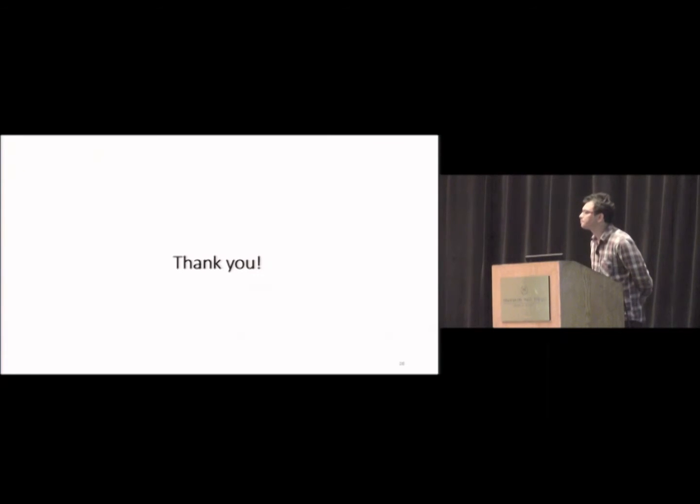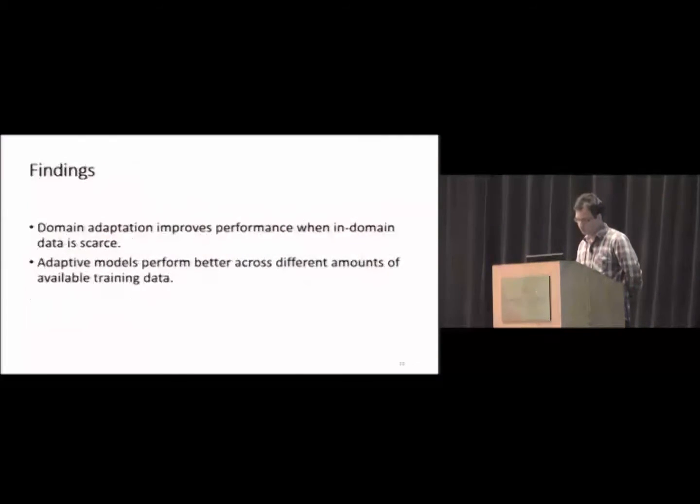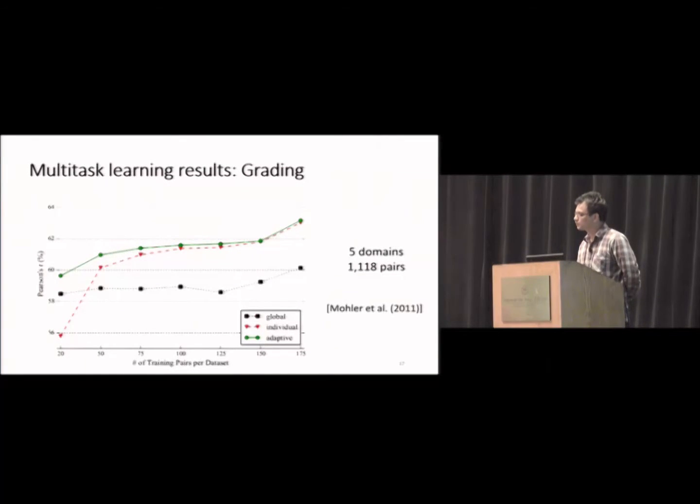Questions? So in your graphs, you had the comparison between the red line for individual domains, and both the global and adaptive models. My question is why do you think that training on the same domain, if I understood correctly that individual means same-domain training data, is not good when we have few data?